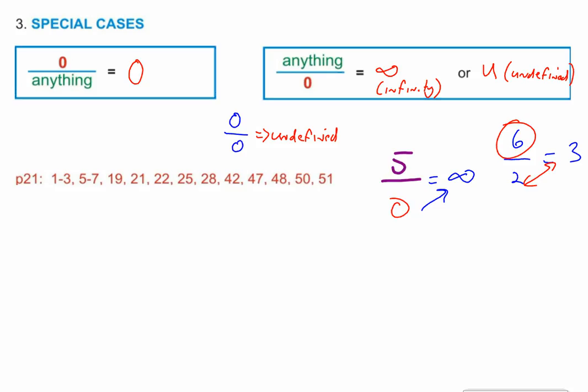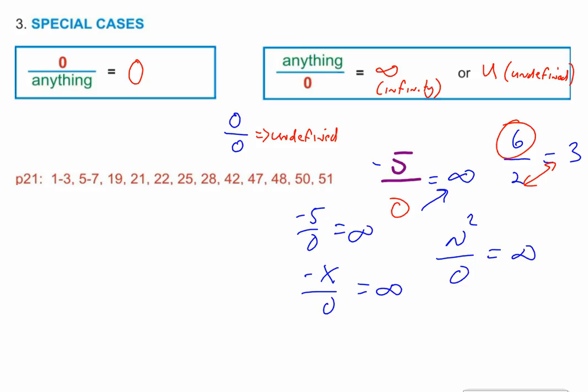You'll be Einstein. Alex. What if the 5 is like a negative or a variable? Good question. Doesn't matter. Negative 5 divided by 0 is infinity or undefined. Negative x divided by 0 is infinity or undefined. N squared divided by 0 is infinity or undefined. Anything besides 0 divided by 0 is infinity or undefined. Good question. Awesome question.